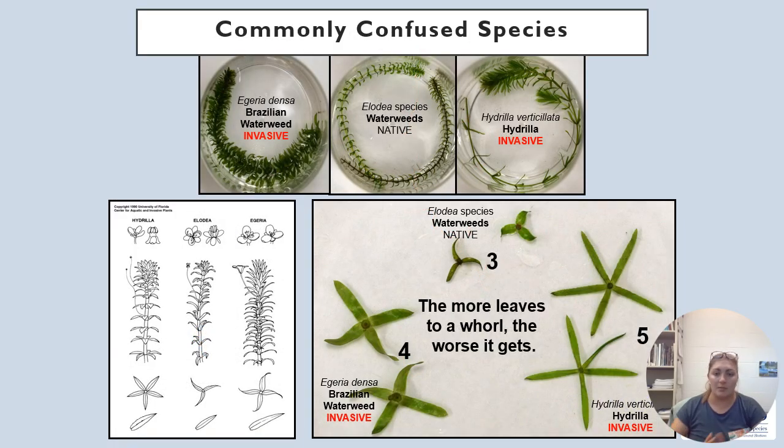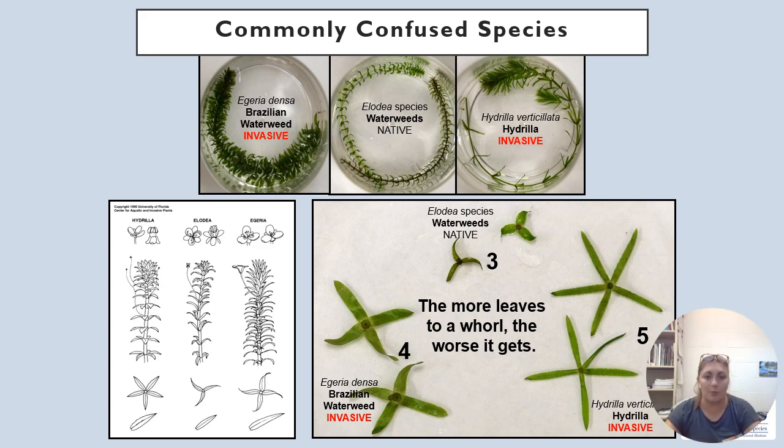So as I mentioned, some of these species can be easily confused. So here I have Brazilian waterweed and Hydrilla on either side, and then we have the native Elodea, the native waterweed in the middle. So the native waterweed has whorls of 3. It's going to be smaller, it's not going to be as robust, it's probably not going to grow as tall either. Then we have Brazilian waterweed, which is whorls of 4, and it's very robust. And then we have Hydrilla, which is whorls of 5 or more.